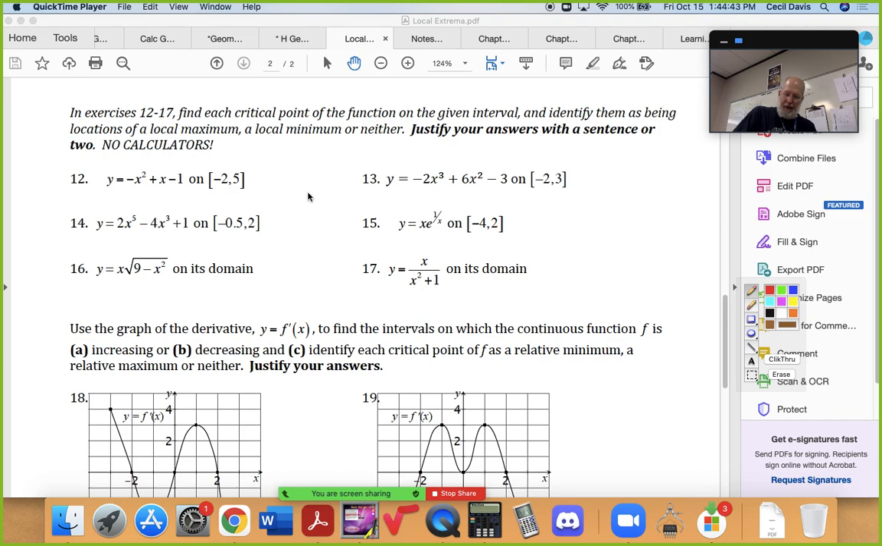Number 20 is increasing on the following three closed intervals, from 0 to 1, from 3 to 4, and from 5 to 6, because f prime is greater than 0 on the open interval from 0 to 1, the open interval from 3 to 4, and the open interval from 5 to 6.